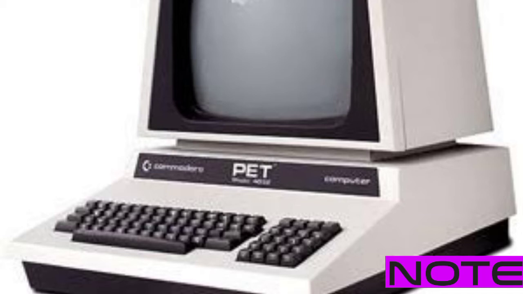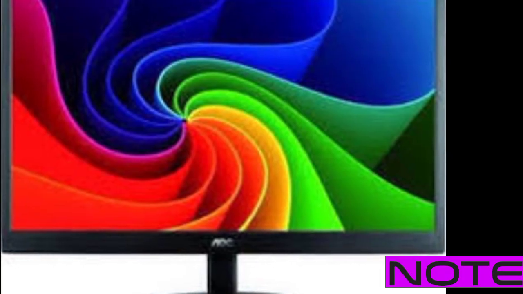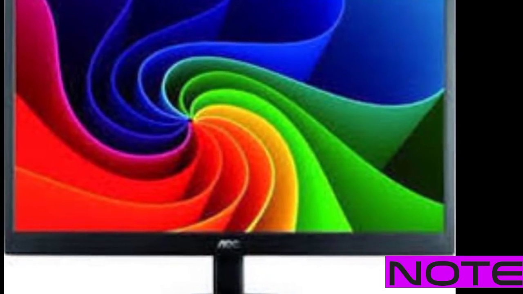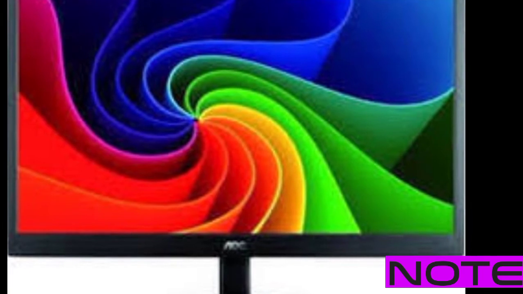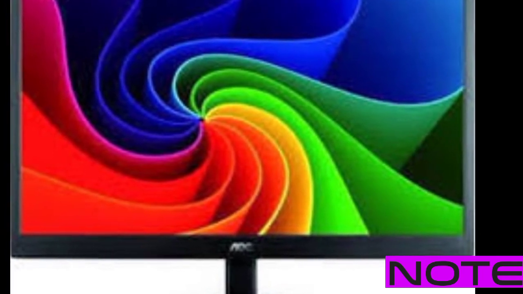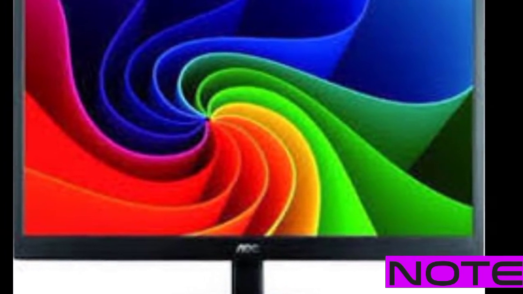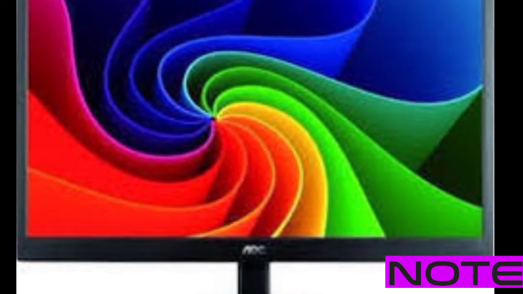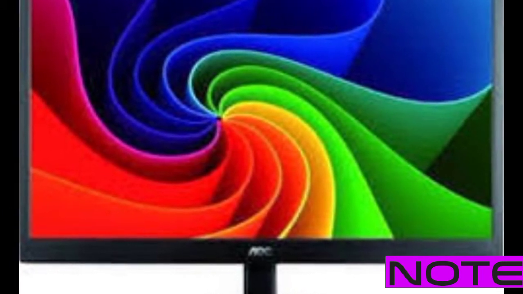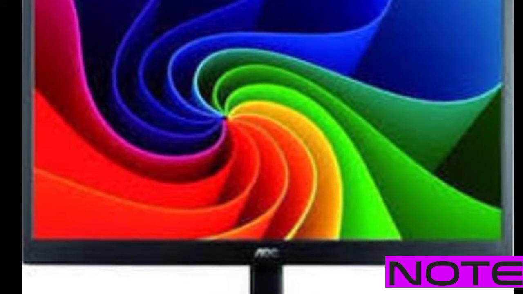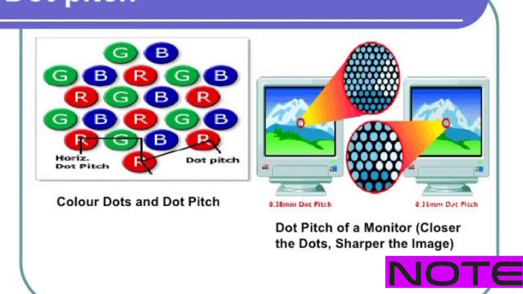It is made of a display screen and electronic circuitry that displays a picture corresponding to the video signal sent by the computer. However, it does not produce a permanent record of the output. There are two main technologies used to manufacture a video, namely CRT and LCD. Let's discuss the CRT monitor.